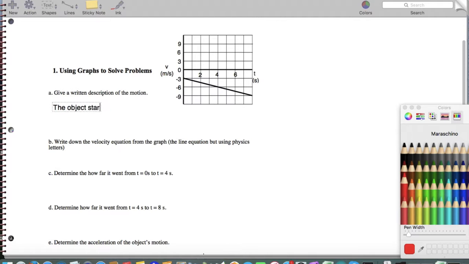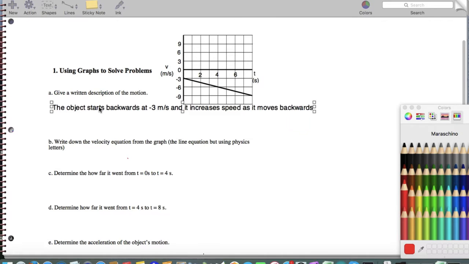The object starts backwards at -3 meters per second and moves faster backwards. So you might even say that it increases speed as it moves backwards. That'd be good enough for the exam.